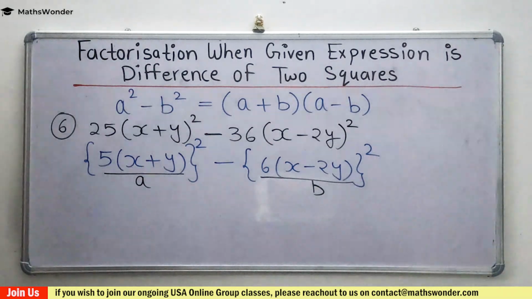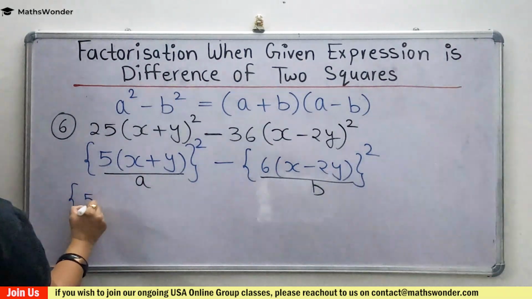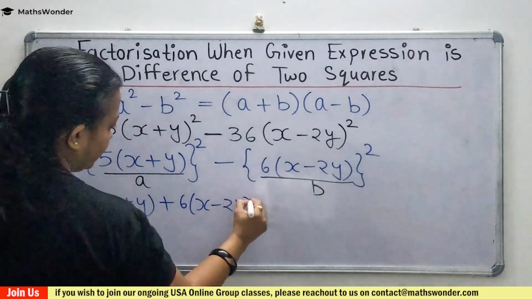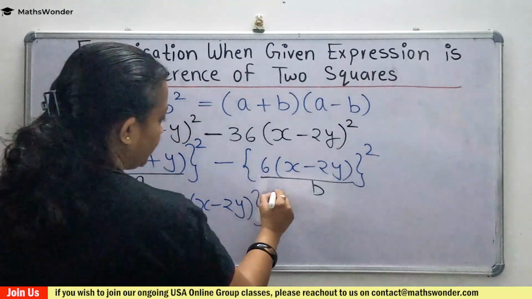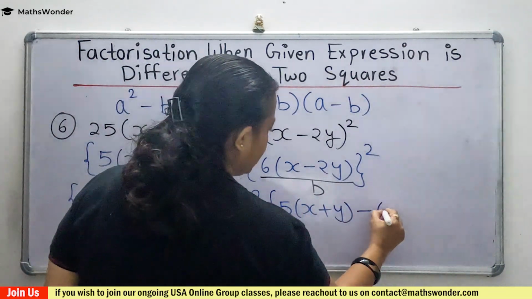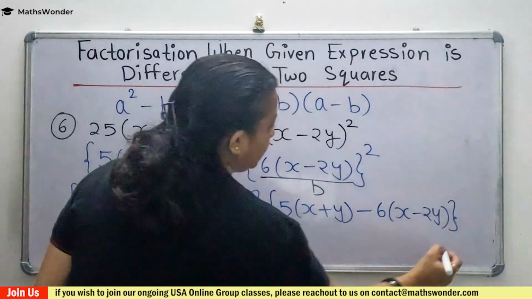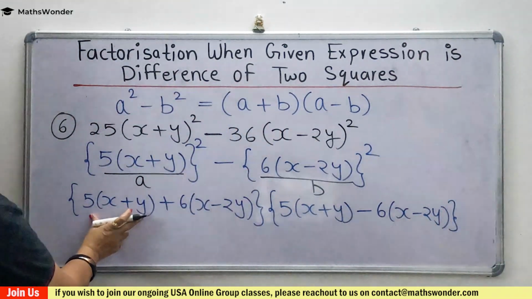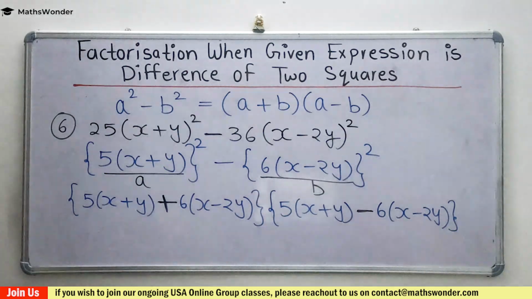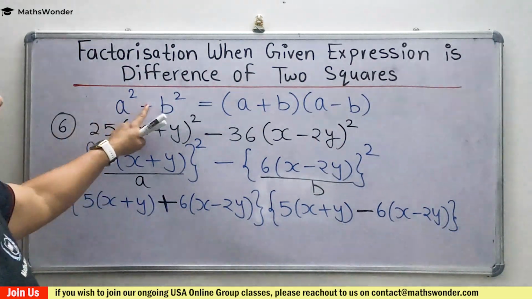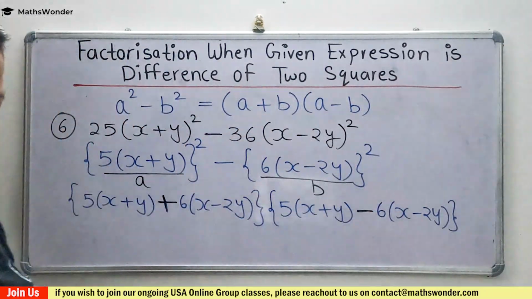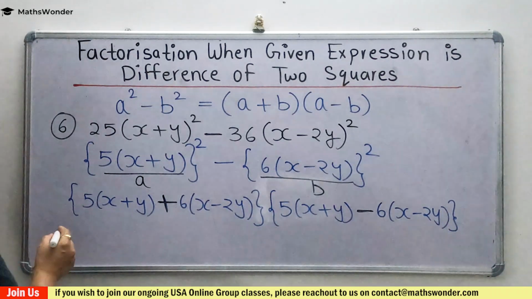The calculation is different, but it's not difficult. A is 5 times x plus y plus 6 times x minus 2y. This is your A plus B. Now come to the A minus B. A is 5 times x plus y minus 6 times x minus 2y. See, this is your identity. This is A plus B. This is A minus B. We have used here the third identity, which is A square minus B square is A plus B, A minus B. Now we will simplify and write your answer in the simple form.